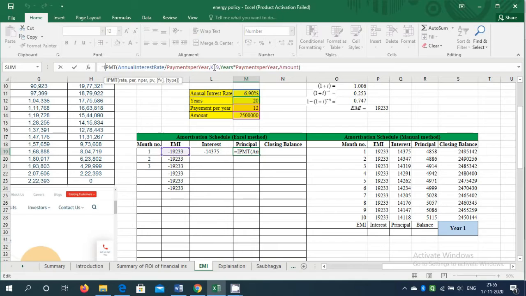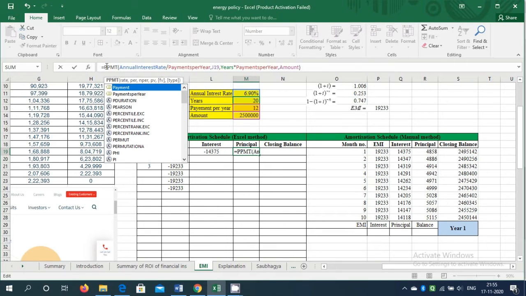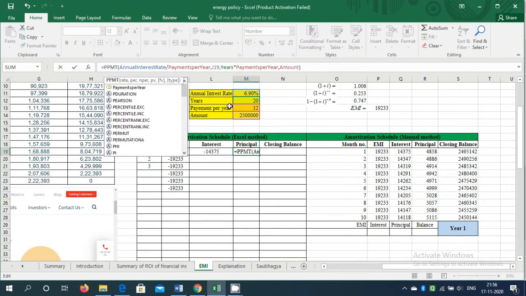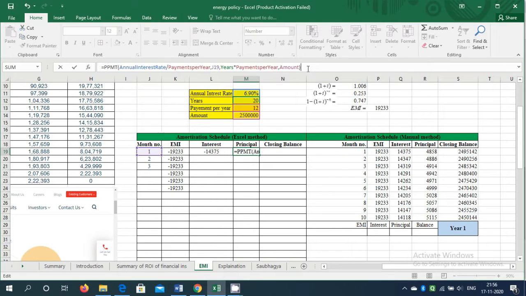Here it should be J19, and instead of IPMT, here what I have to write is PPMT. Okay, principal I have calculated. Then the closing balance would be this amount minus or plus; already a minus figure is coming over here, so plus this principal, so this way it will give this one.